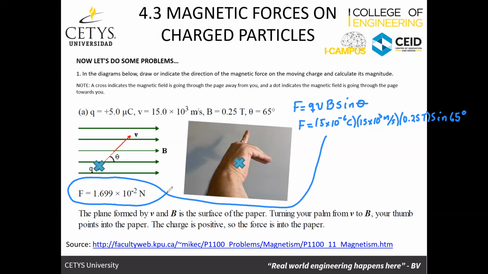Remember to have your calculators in degrees. Remember to verify the multipliers as well, the times 10 to the 3 and the times 10 to the minus 6.